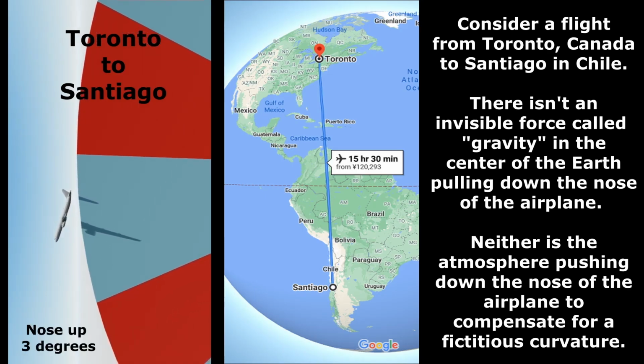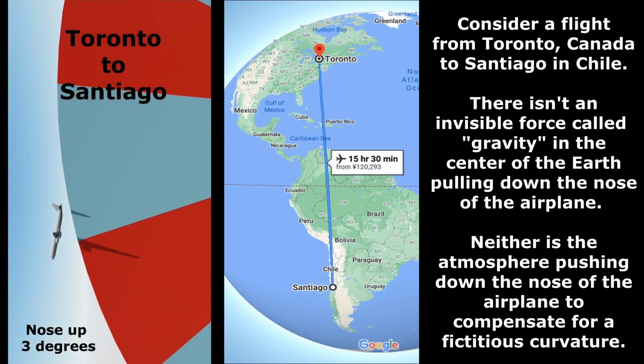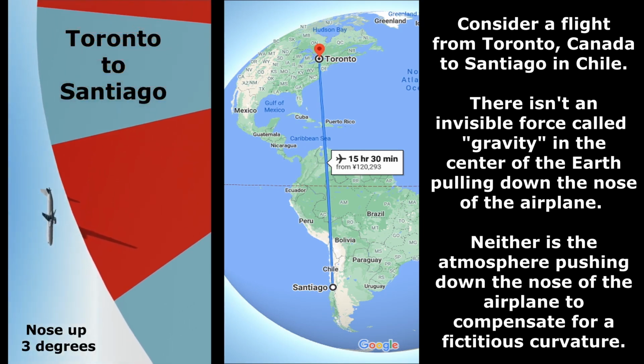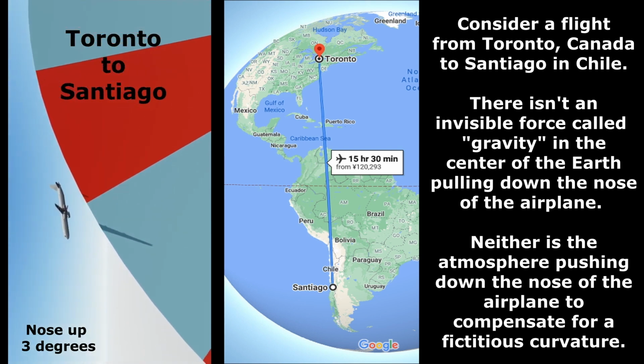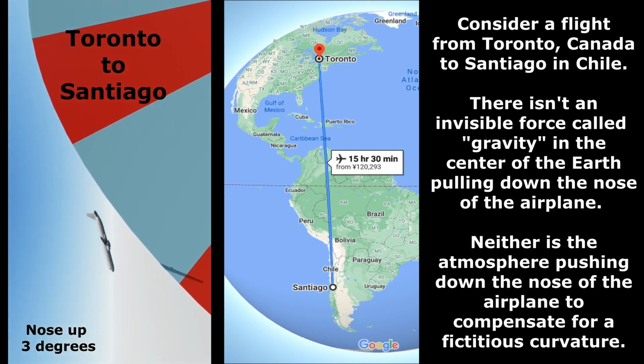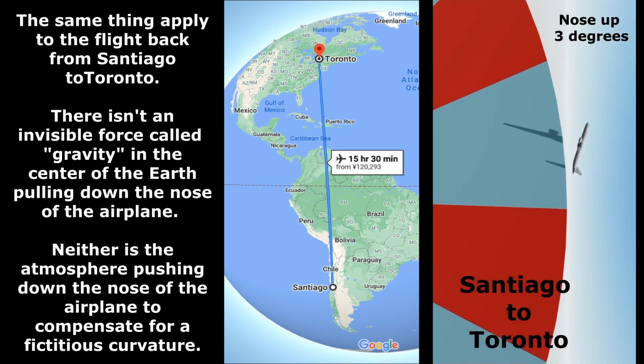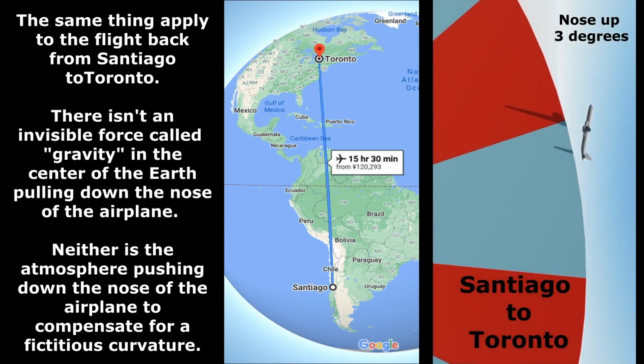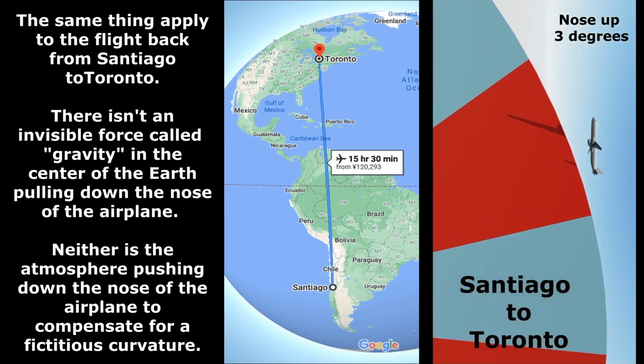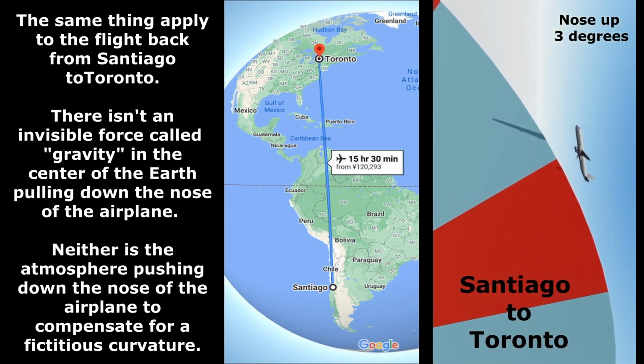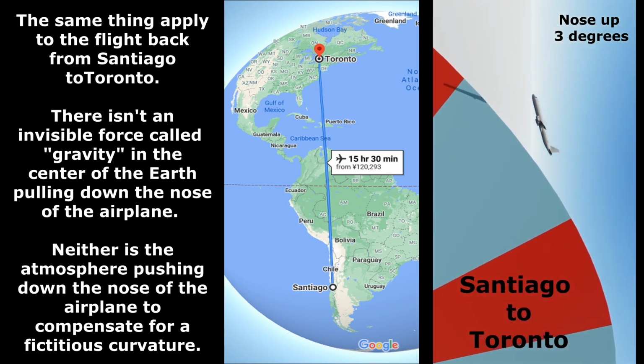Now consider this very same flight, Toronto to Santiago, Chile, with an airplane flying upside down a ball with its nose pointing up. Or imagine the flight back from Santiago to Toronto, the same situation. The plane flying up a ball with its nose pointed up, magically adjusting for curvature.